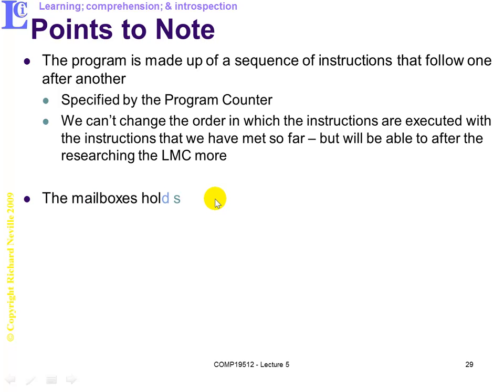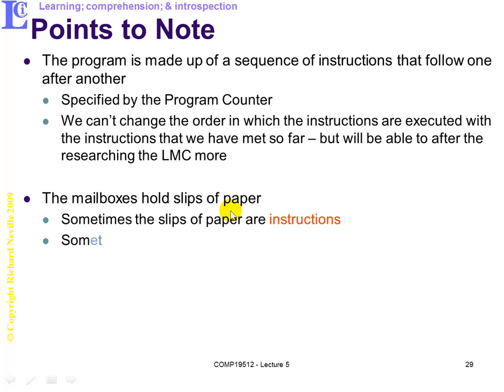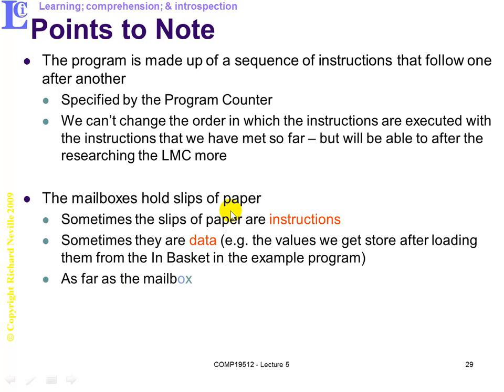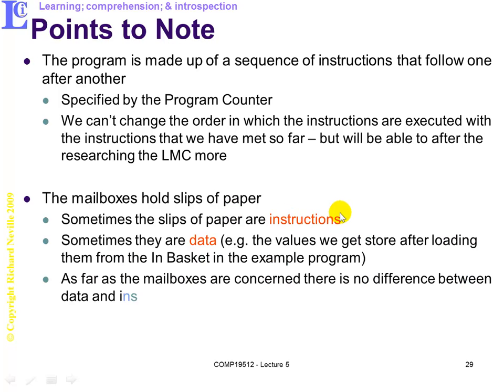So the mailboxes hold slips of paper. On those slips of paper are 3 digits. Now sometimes those 3 digits via the use of the program counter are interpreted as instructions. Other times they're interpreted as data. Okay, and you might have to go to the in basket to get the data and put it in the mailbox. Or you might have to get the data from the mailbox and place it through the calculator into the out basket.